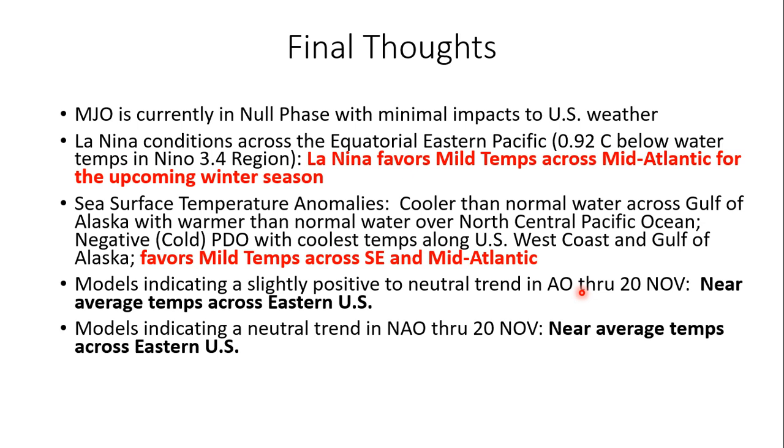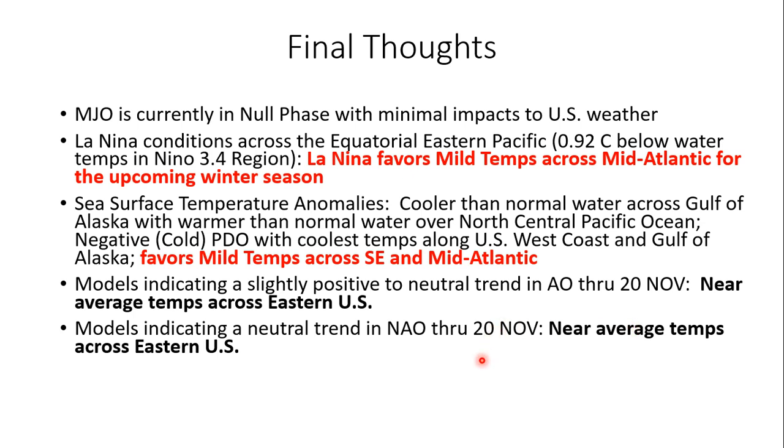Sea surface temperature anomalies, again, in summary: cooler than normal water across the Gulf of Alaska, with warmer than normal waters over the north central Pacific Ocean. We still have that negative or cold phase PDO with the coolest temperatures along the U.S. West Coast and into the Gulf of Alaska. And that generally favors milder temperatures across the southeastern and mid-Atlantic U.S.